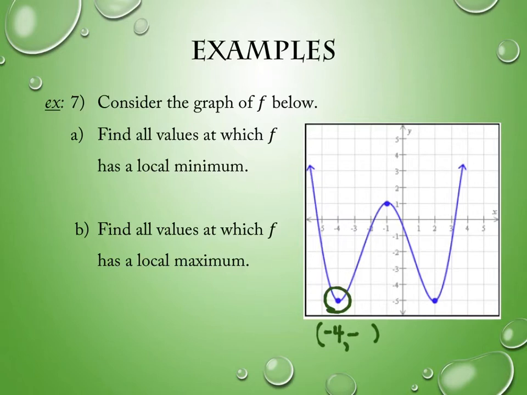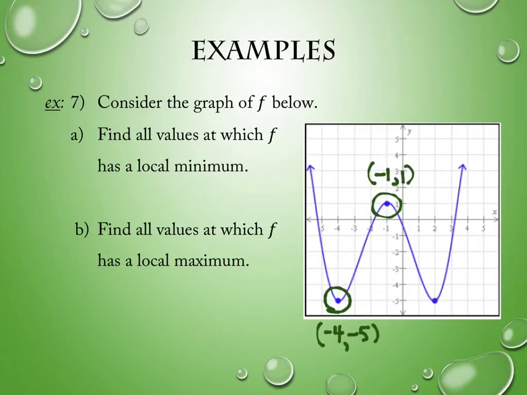Right, it's at -4, -5. We're just going to identify them, and then we'll go back and answer the actual questions. The next point of interest would be a peak. It's this one. So that one would be considered local what? Maximum. And what is its ordered pair location?